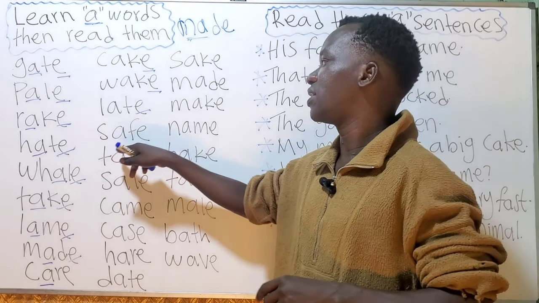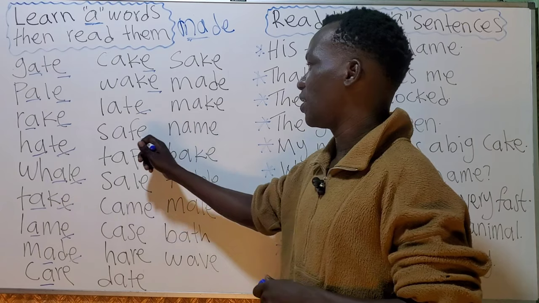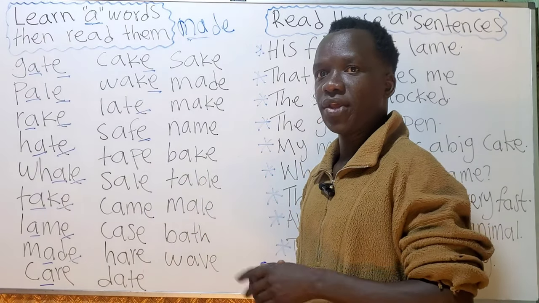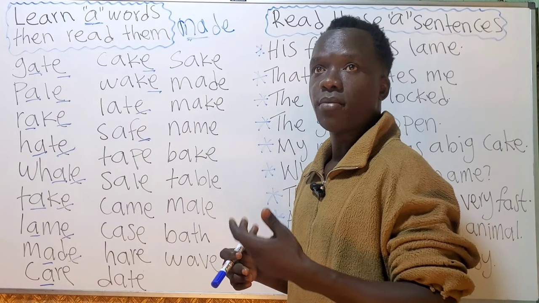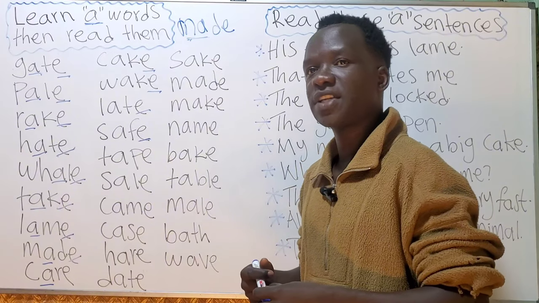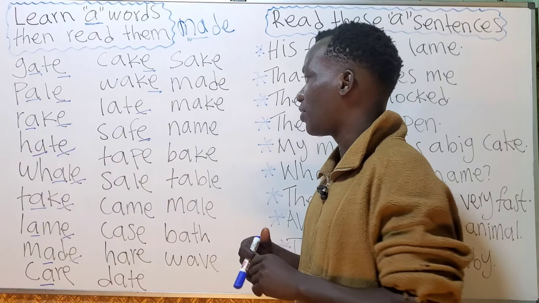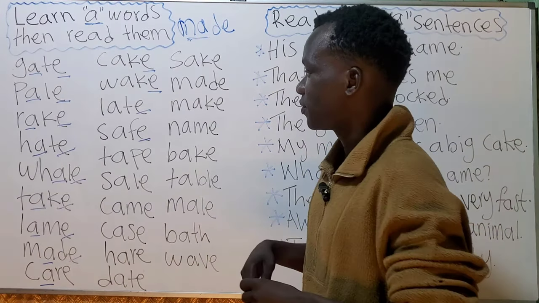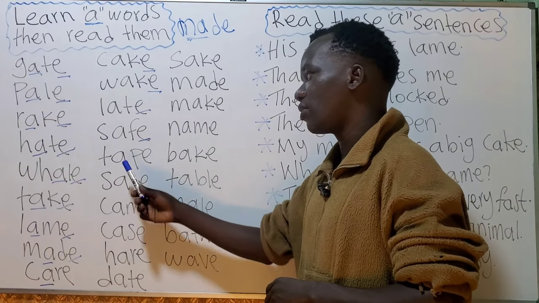Yes. And then this is not "safe," it is "safe." E is also silent. Safe means you are secure, okay? You or your money or any valuable things that you have. It means that it is secure, no safety or destruction around it or on it, okay? Yes. And then this is not "tape," not "tape."